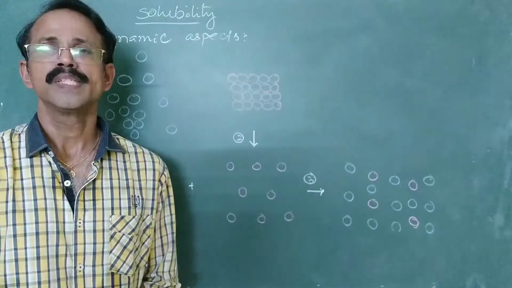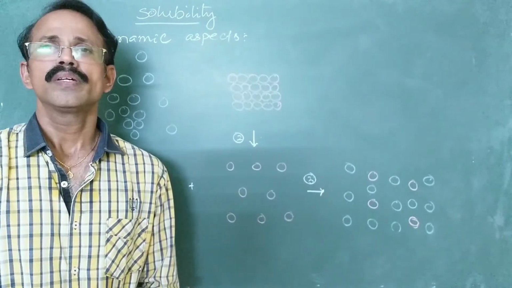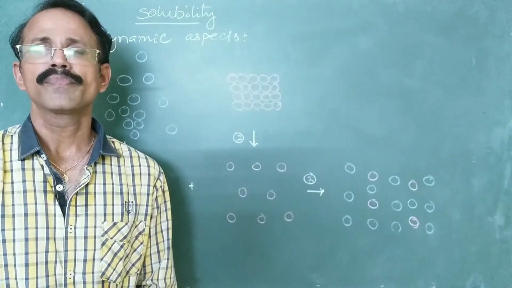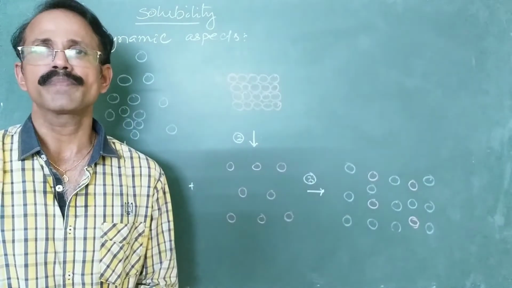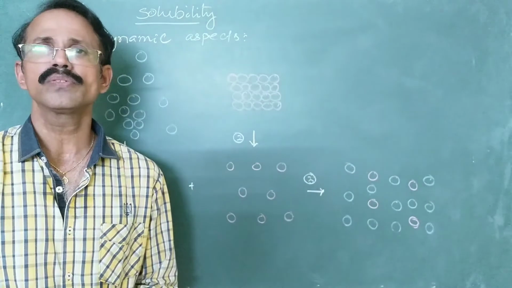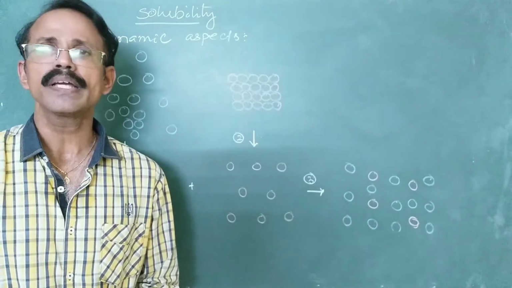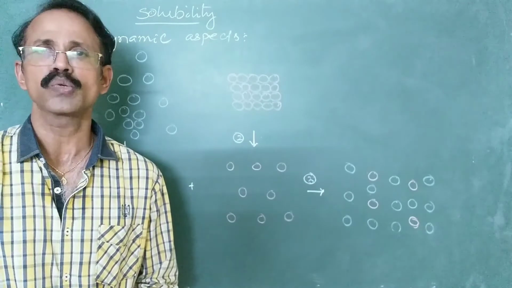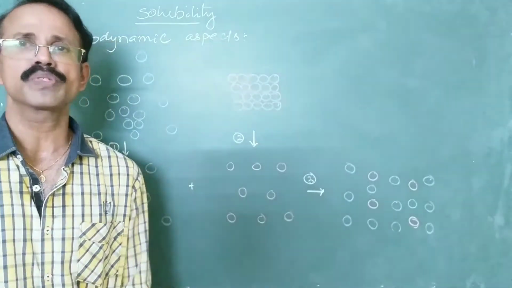Now we will see thermodynamic aspects of formation of solution. A solution is a homogeneous mixture which is formed by mixing solute and solvent. The formation of a solution involves three steps. One is breaking the attractive forces between solvent molecules. The second one is breaking the attractive forces between solute particles. The third one is formation of attractive forces between solvent and solute, resulting in the formation of a homogeneous mixture. So there are three steps like this.